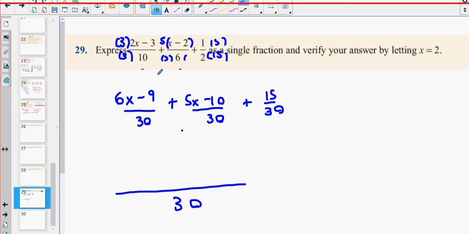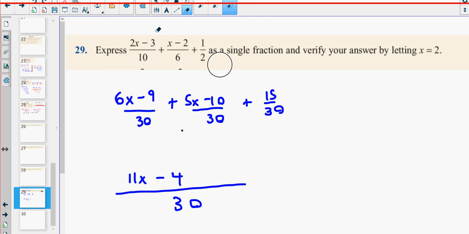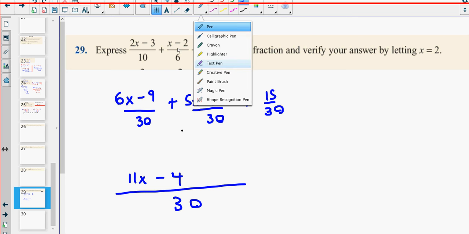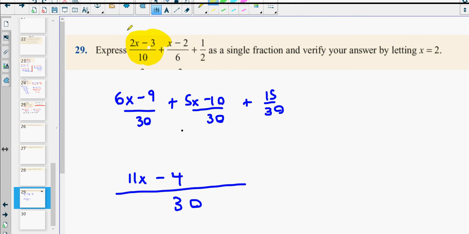6x plus 5x. Minus 9 minus 10. Minus 19 plus 15. Minus 4, is it? Okay. 11x minus 4. Now, what I'm making the claim is that this question up here is exactly the same as this here. Only difference is it has like a makeover. It's still the same value, no matter what.